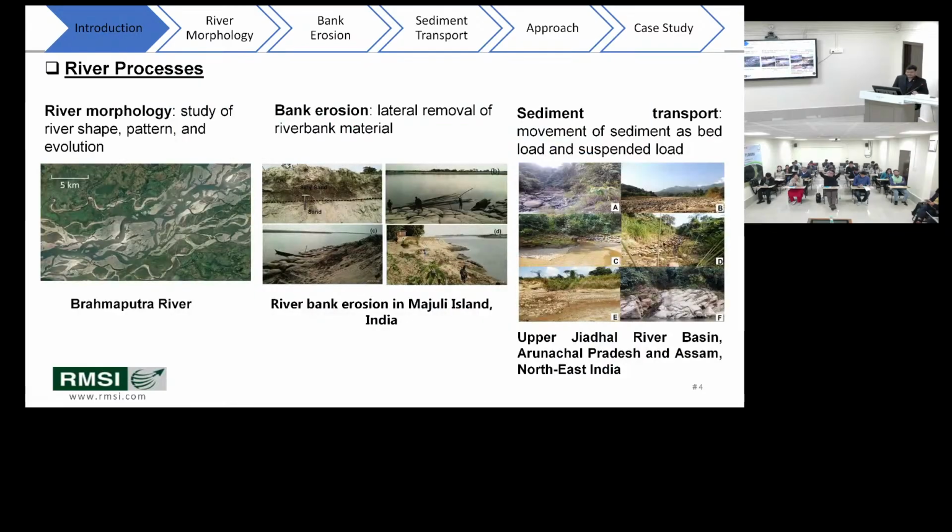Coming to the river processes, they are divided into three parts. River morphology is basically the study of river patterns, how a river flows. Bank erosion is the lateral removal of bank material, and sediment transport is the movement of sediments like bed load and suspended load in the mainstream. These are a few pictures which show the river morphology pattern in the Brahmaputra river. As we can see, in many places braiding of the river is taking place, with erosion and deposition. The second one is Majuli Island, which shows the bank erosion of the river, and the third one is the sediment transport in the Arunachal and Assam basin.